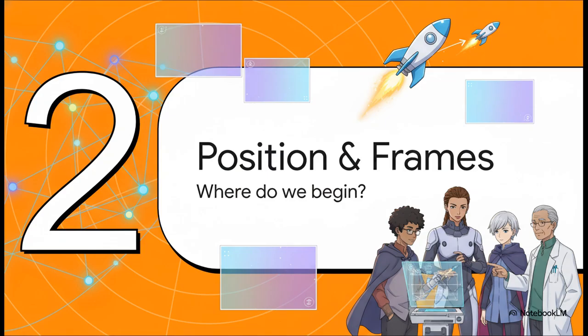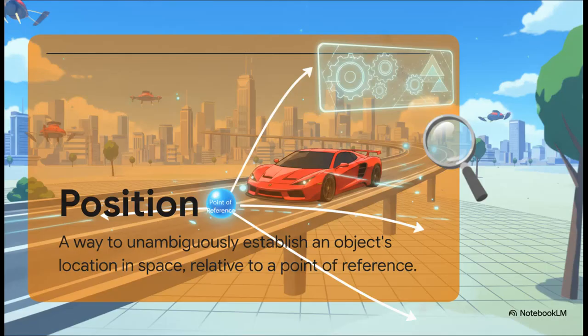So to describe any kind of motion, you've got to start somewhere. Literally, you have to be able to say where something is in the first place. The absolute starting point for all of this is an object's position. But just saying the car is right here is kind of useless, right? Here, relative to what? And that simple question is where things start to get really interesting.